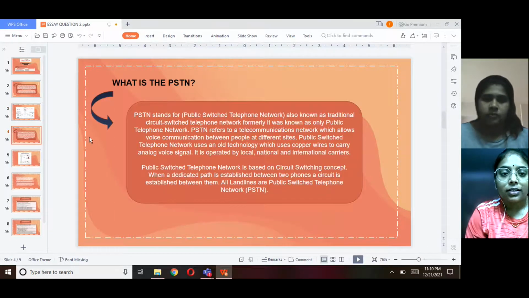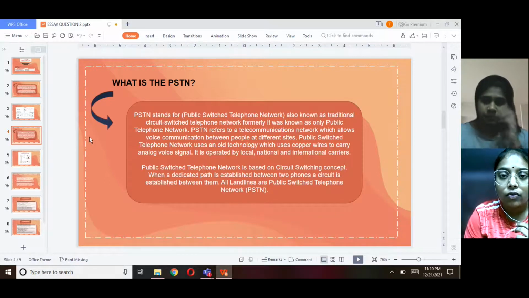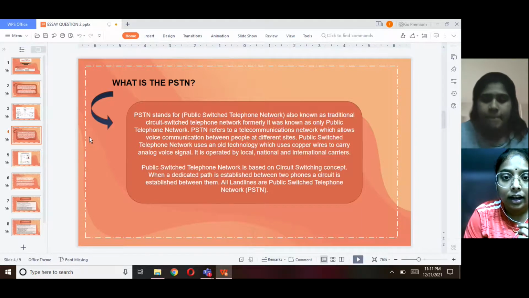What is PSTN? PSTN stands for Public Switched Telephone Network, also known as the Traditional Circuit Switched Telephone Network. Formerly, it was known only as the Public Telephone Network. PSTN refers to a telecommunication network which allows voice communication between people at different sites. It uses an old technology which uses copper wires to carry analog voice signals. It is operated by local, national and international carriers.